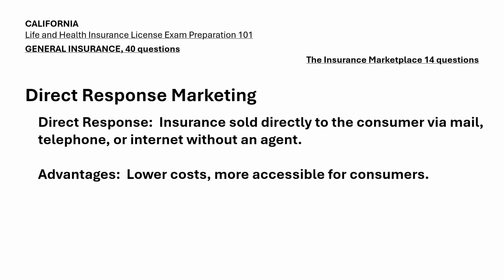Description: direct response marketing is a method of selling insurance directly to consumers without the use of agents. This approach is often used for simpler insurance products like term life insurance or auto insurance. Companies use mail, telephone, or the internet to reach consumers, offering lower-cost policies due to the lack of commissions for agents. While this method makes insurance more accessible and affordable for some consumers, it often lacks the personal guidance that agents provide.